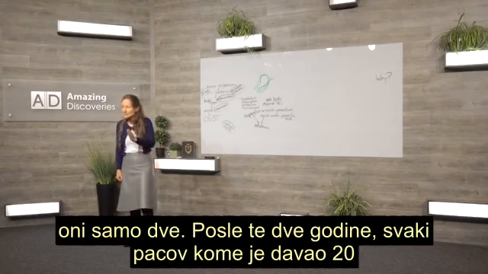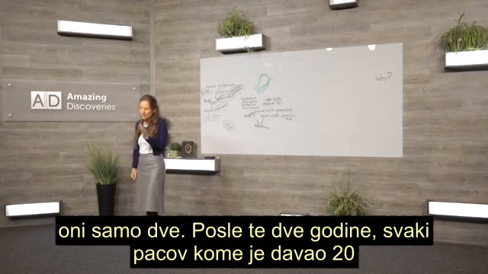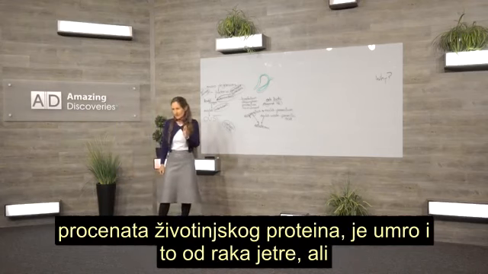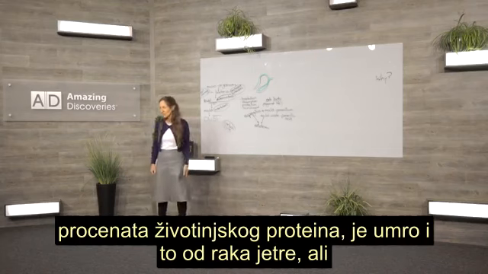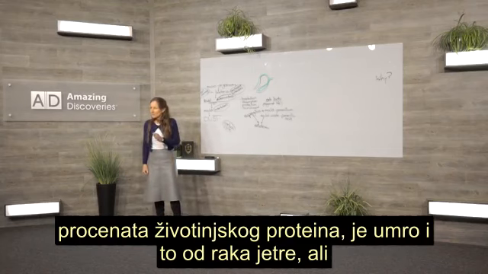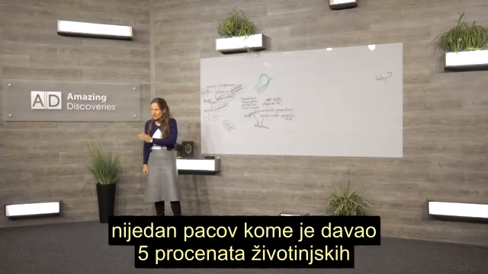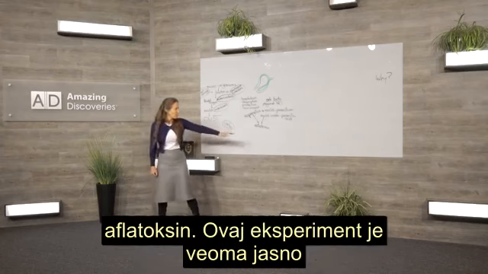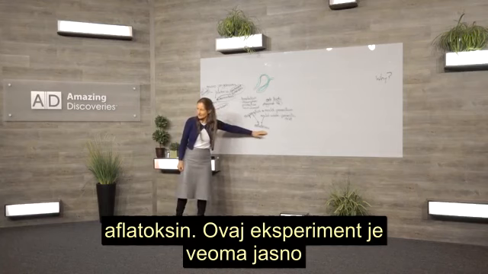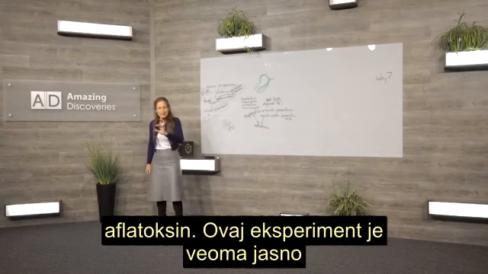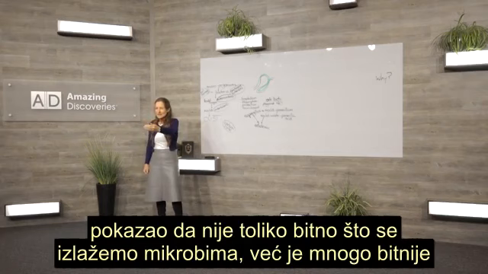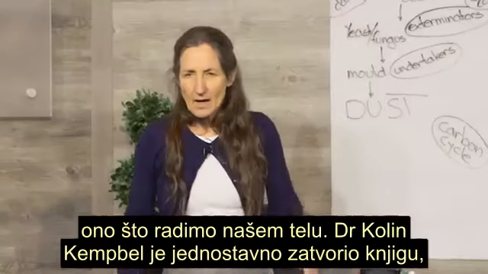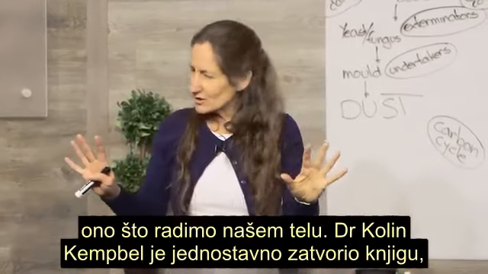Now after 2 years, that's about how long rats live, and they experiment on rats because rats' digestive tracts are very similar to humans. We live 70 or 80 years, they live 2 years. He found at the end of 2 years, every rat on the 20% animal protein was dead, and they had all died from liver cancer. But the rats with the 5% animal protein, none of them had cancer, and yet they were all injected with aflatoxin. This experiment showed very clearly that it's actually not our exposure to the microbes, it's more what we're doing to the body. But Colin Campbell just closed the book.